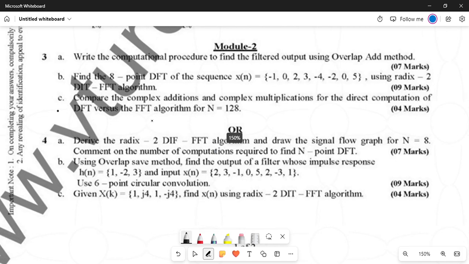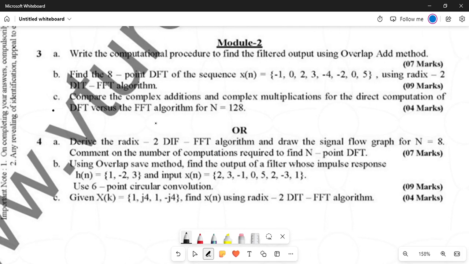So see here students, we had x of n and h of n, wherein we are supposed to find out y of n. In that particular problem there was nothing given, that is either a length of the block, that is, N was not given to you. You are supposed to find out N, you are supposed to find out L, and you are supposed to use the overlap save methodology process.